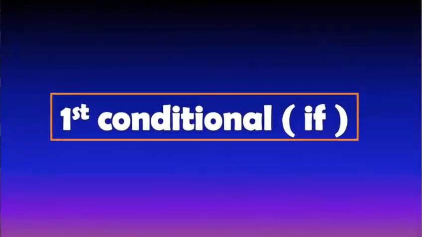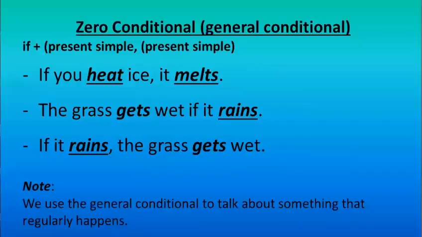As you saw in the video, the first conditional if and the zero conditional are very, very close. There's just a little difference between them. So let's get started with the zero conditional. We are talking about general conditional. In this case, we use a zero conditional to talk about something that regularly happens. So we have two parts.